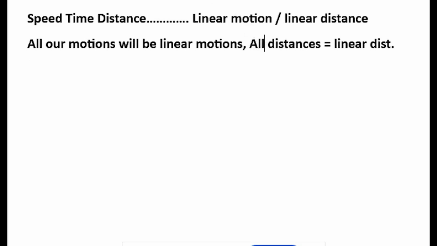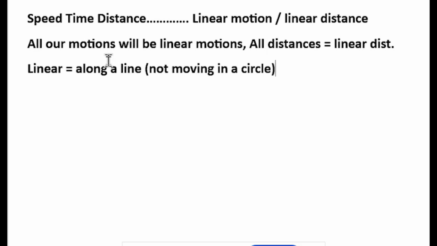We are not dealing with something moving in a circle like a fan. Not moving in a circle, moving in a straight line. All are linear motions. All distances are linear distances. Linear means in a line, along a line, not in circles. Not going round and round in a circle, only in a line it will move. All motions will be linear motions.